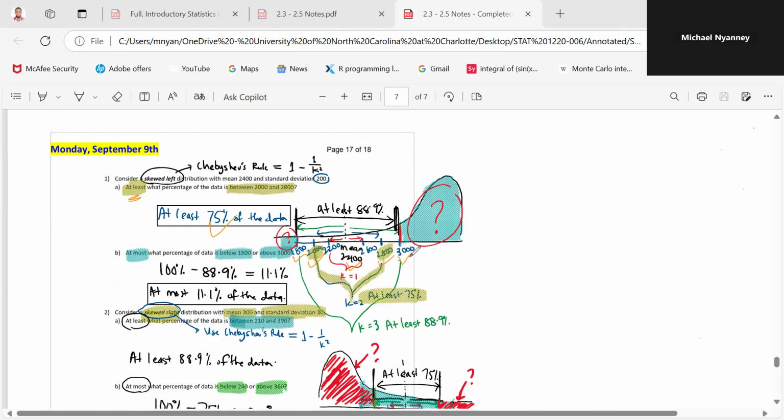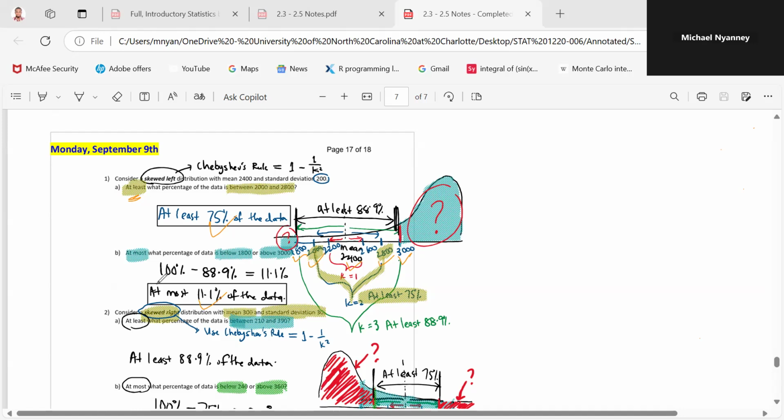So within this interval, we believe that at least 8/9 of our data set is within this interval. But the question says at most. So subtract 8/9 from 1. Then you're going to get 1/9 of our data set is at most below 1800 or above 1800. Okay, so you can convert 1/9 to percentage. We are going to have 11.1% of our data set at most.